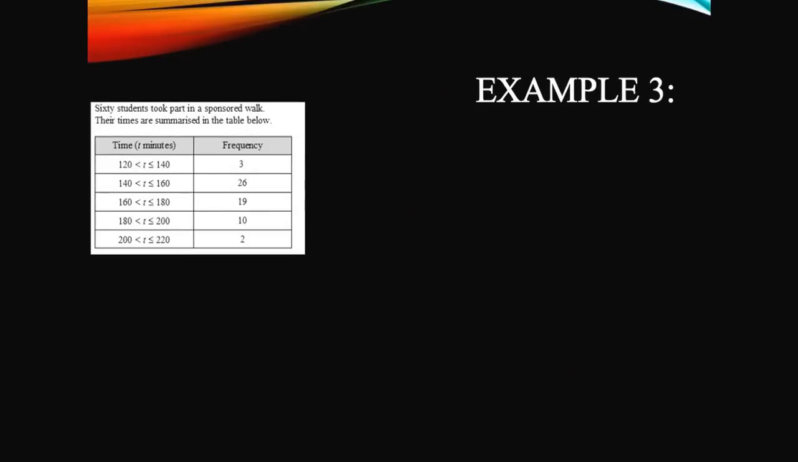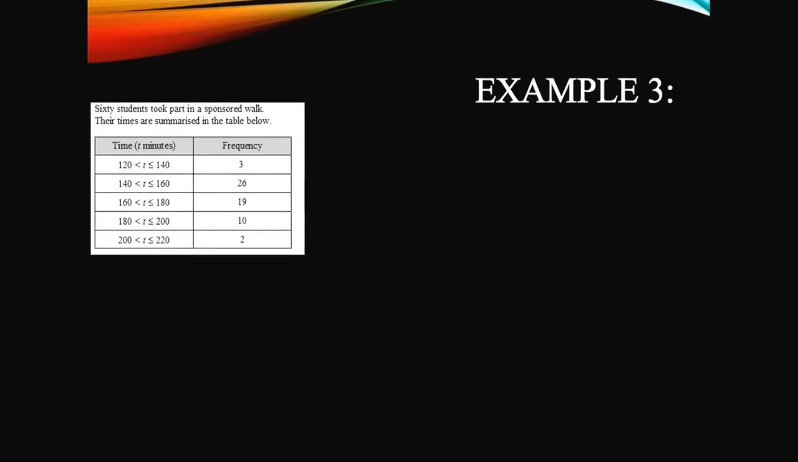Here we've got another table. It says 60 students took part in a sponsored walk. The times are summarised in the table below. Now what you'll notice is that the category values have got a range of values. So the time taken for these people in a walk go between 120 minutes and 140 minutes. And 3 people were in that category.